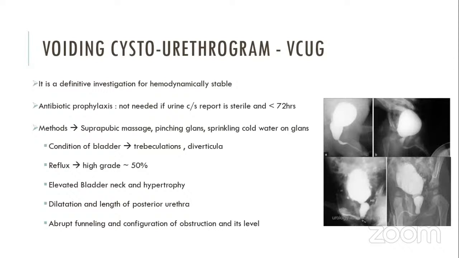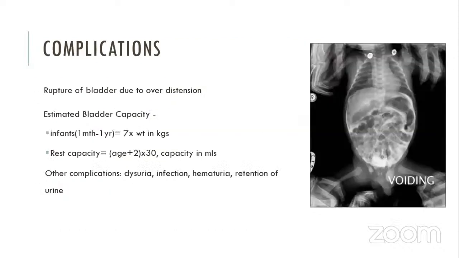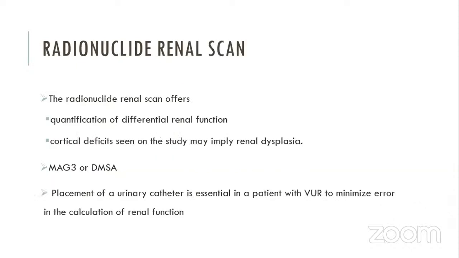A certain complication of a voiding cystourethrogram is rupture of the bladder due to overdistension. We can estimate the bladder capacity by the Koff formula, give exactly that amount through the feeding tube, and remove the tube so the patient self-micturates in the voiding cystourethrogram. Radionuclide scans offer quantification of differential renal function, and are to be done by MAG3 or DMSA scan. Placement of a urinary catheter is essential in these patients.